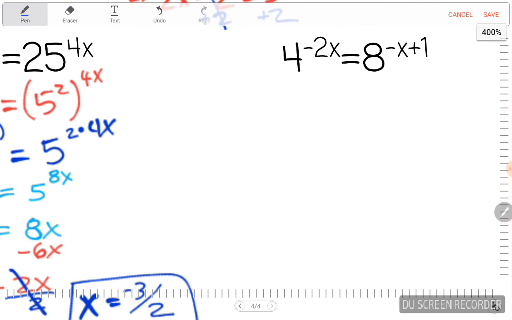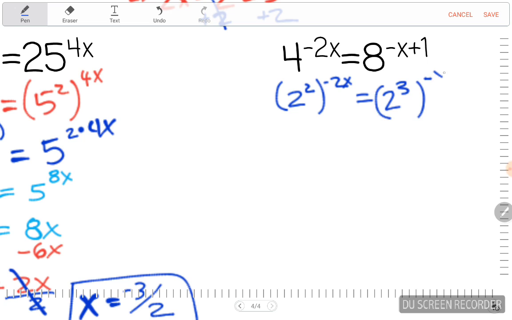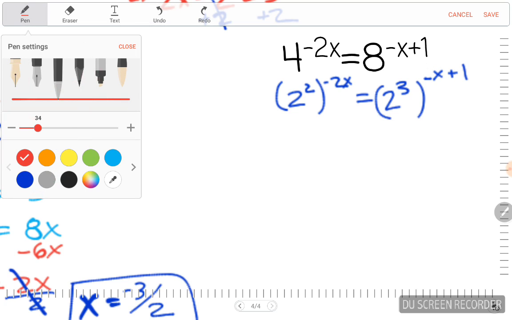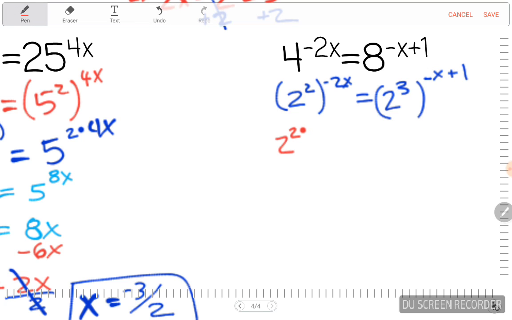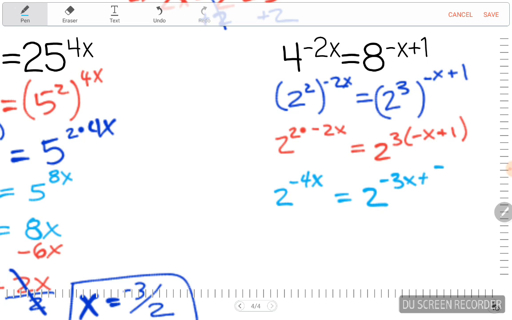Okay, finally, last one over here. I can't write 8 as a 4. Okay, it would be 4 times 2, which is not the same as 4 squared. So I want to write these both in terms of 2. So I have 2 squared to the negative 2x, and then this would be 2 cubed to the negative x plus 1. Okay, power to a power, we have to multiply those. So I get 2 to the 2 times negative 2x equals 2 to the 3 times negative x plus 1, which means that I have 2 to the negative 4x equals 2 to the negative 3x plus 3.